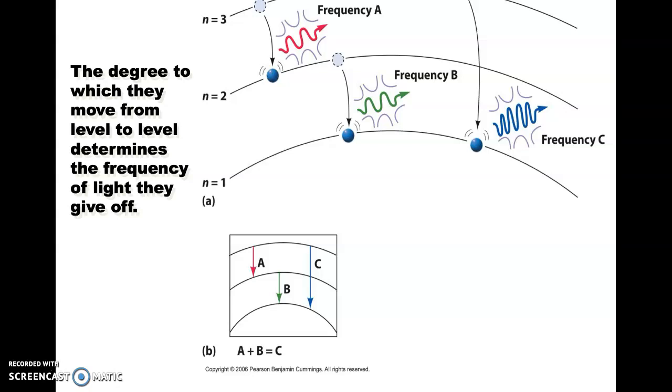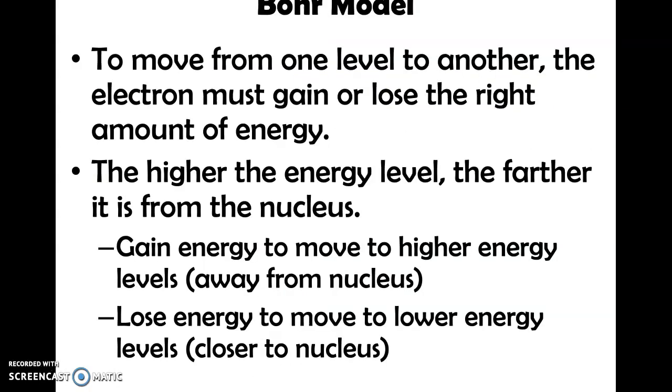They're being excited or they're being de-excited, if you will, or unexcited. So they're either moving closer to the nucleus or they're moving further away from the nucleus. And the degree at which that happens will emit certain frequencies, which cause us to see certain colors, right? So that's very interesting for us to note.